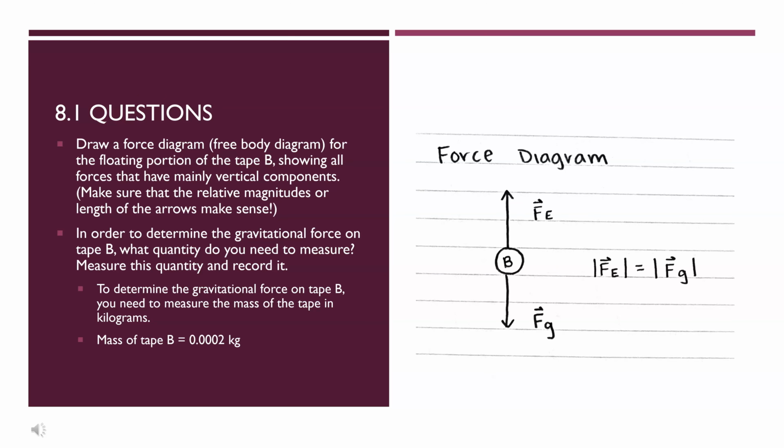Here is a visual representation of the equilibrium of the vertical forces on tape B. Pointing up is the electric force and pointing down is the gravitational force, but the magnitude of both of these forces are equal, which means that the F net is equal to 0. In order to determine the gravitational force, you need to measure the mass of the tape, and in this case, the mass of tape B was 0.0002 kilograms.